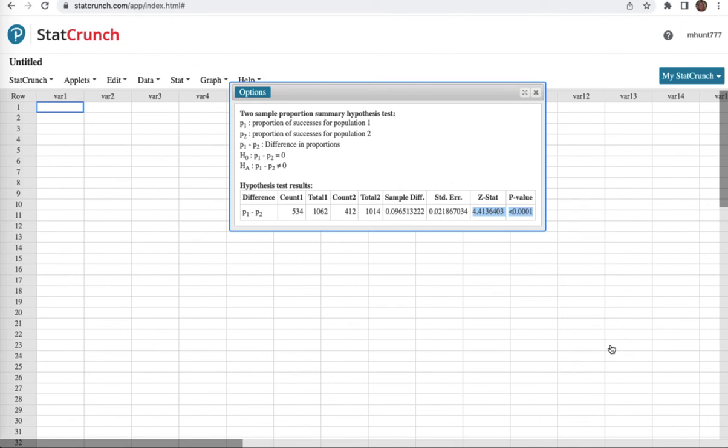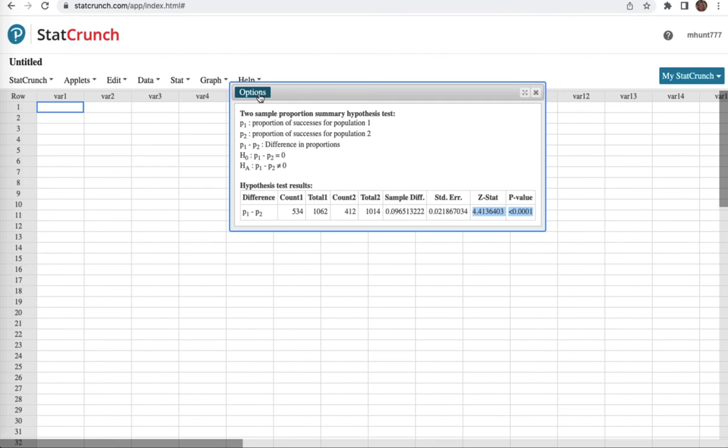We are going to conclude that women, on average, have a higher percentage of women over 65 with arthritis than men. And we're going to put a p less than 0.0001 next to that conclusion.